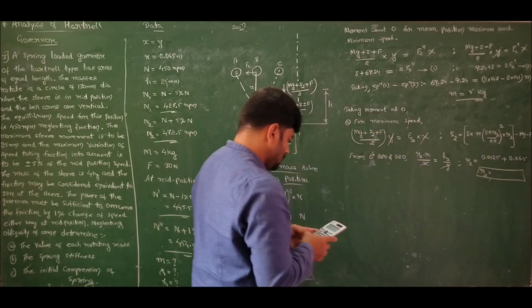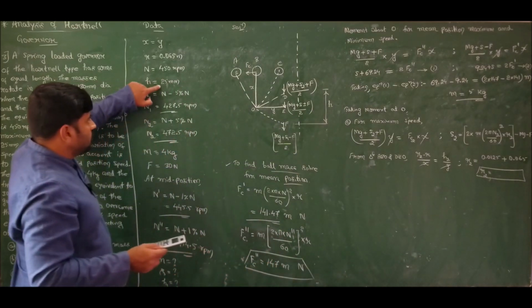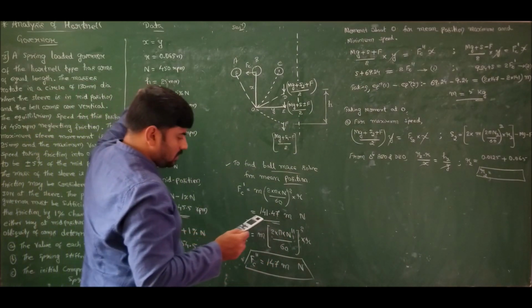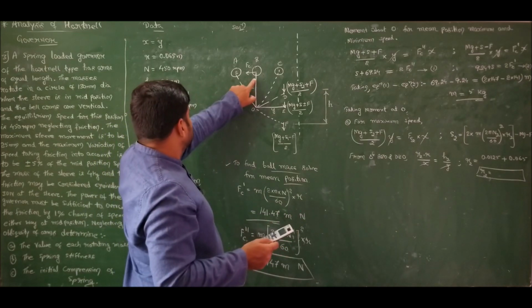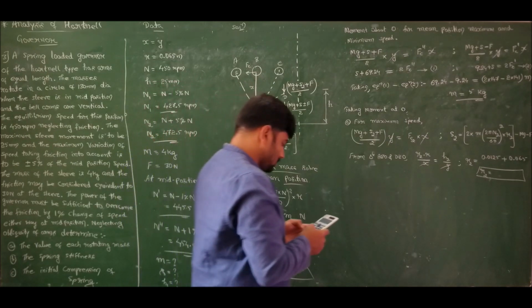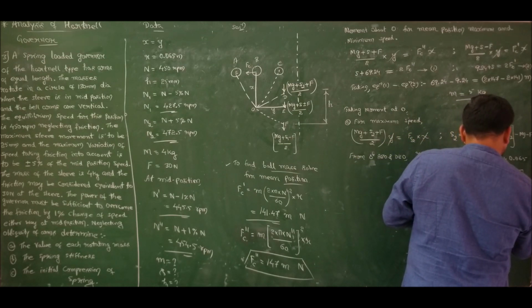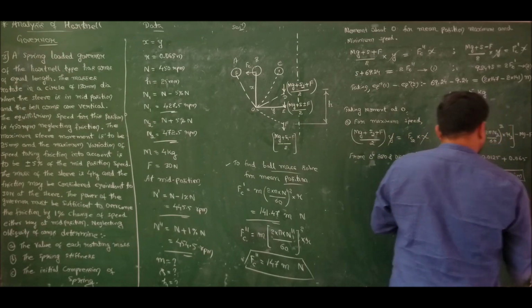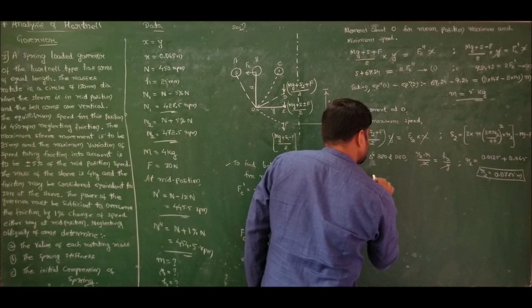R2 is how much? 0.0125, that is H by 2. 25 mm by 2 is 12.5 mm, in terms of meters I am writing. Plus the radius is 0.065, which is 0.0775 meters. Hence I will get the value of S2.